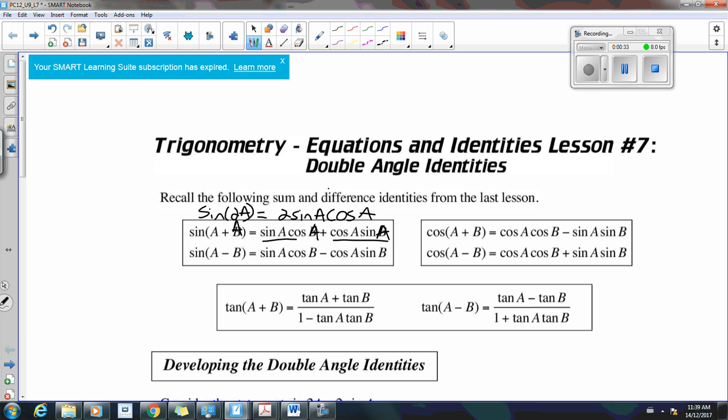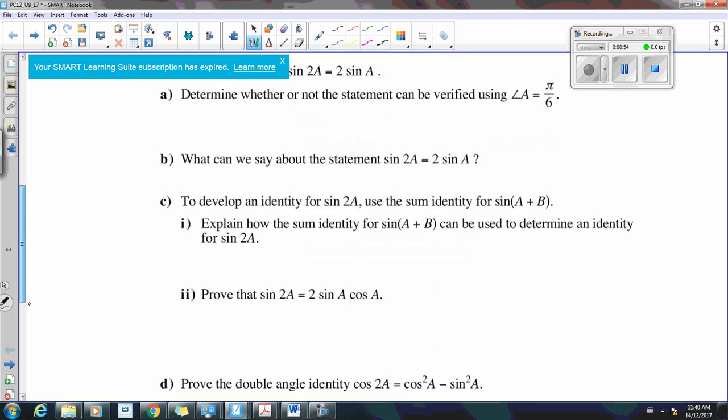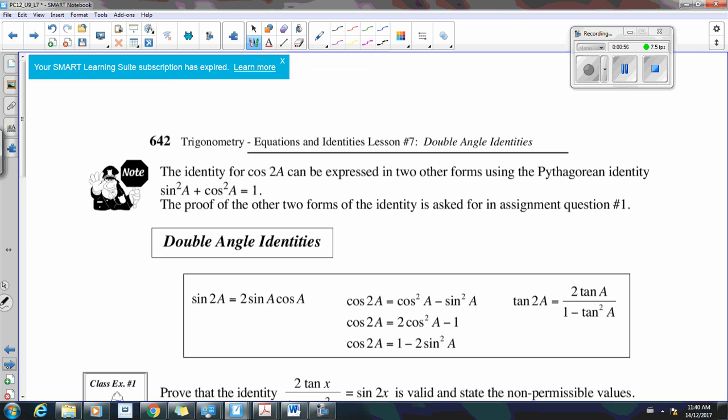The same thing would happen with cos A. If I wanted to look at the double angle there, make all of these A's. This would now be the cosine of 2A, and now this is just cos squared A minus sine squared A. So these are quite obvious as to where they come from, unlike the sum and difference identities.